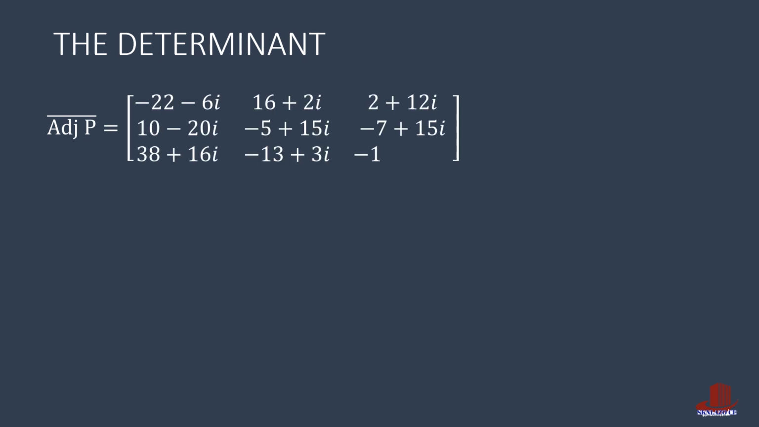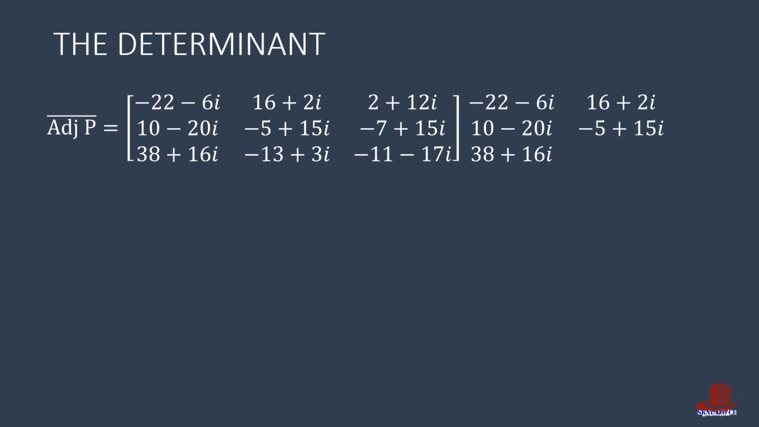With a 3 by 3 size, work on Sarrus' rule. Mirror the first two columns and start by multiplying elements in the diagonals and treat them as positives. The first diagonal has elements negative 22 minus 6i, negative 5 plus 15i, and negative 11 minus 17i. They yield negative 7,300 minus 100i.